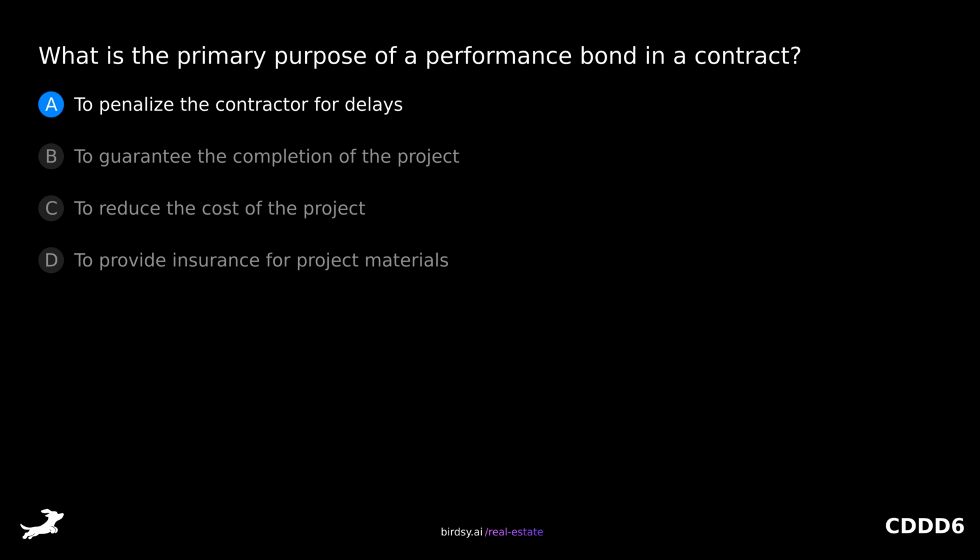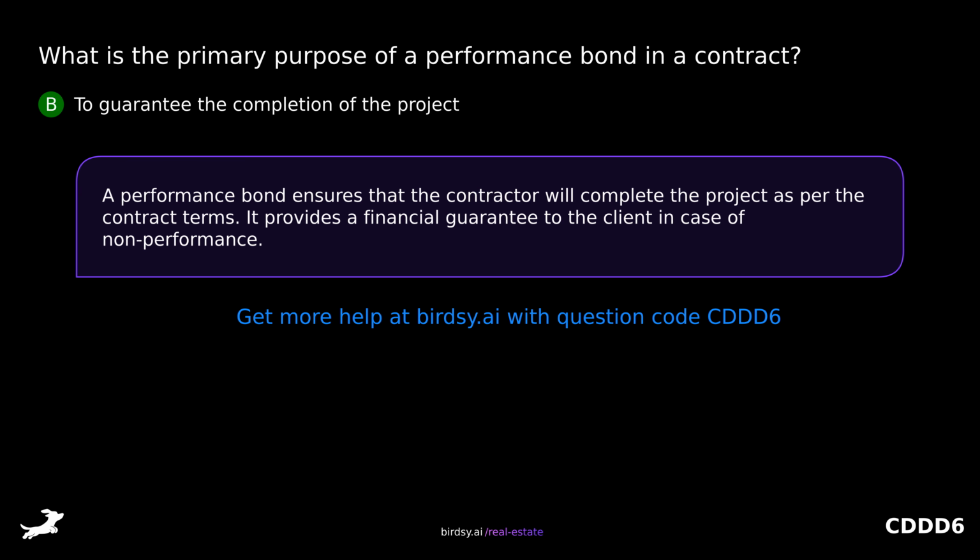Is it A. To penalize the contractor for delays. B. To guarantee the completion of the project. C. To reduce the cost of the project. Or D. To provide insurance for project materials. The answer is B. To guarantee the completion of the project. A performance bond ensures that the contractor will complete the project as per the contract terms. It provides a financial guarantee to the client in case of non-performance.